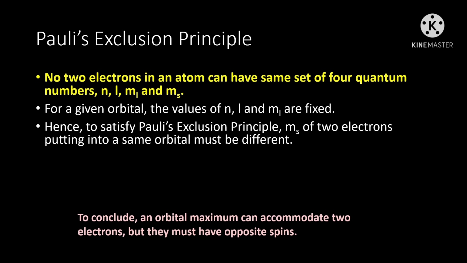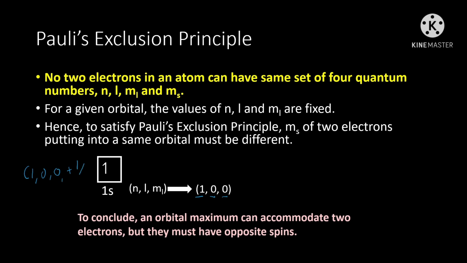For example, the 1s orbital has principal quantum number 1, angular momentum quantum number l 0, and magnetic quantum number m 0. In order for the two electrons occupying the 1s orbital not to have the same 4 quantum numbers, the first electron must occupy the 1s orbital with clockwise spinning to give the quantum numbers 1, 0, 0, positive half. And the second electron must occupy the 1s orbital with anti-clockwise spinning to give the quantum numbers 1, 0, 0, negative half.